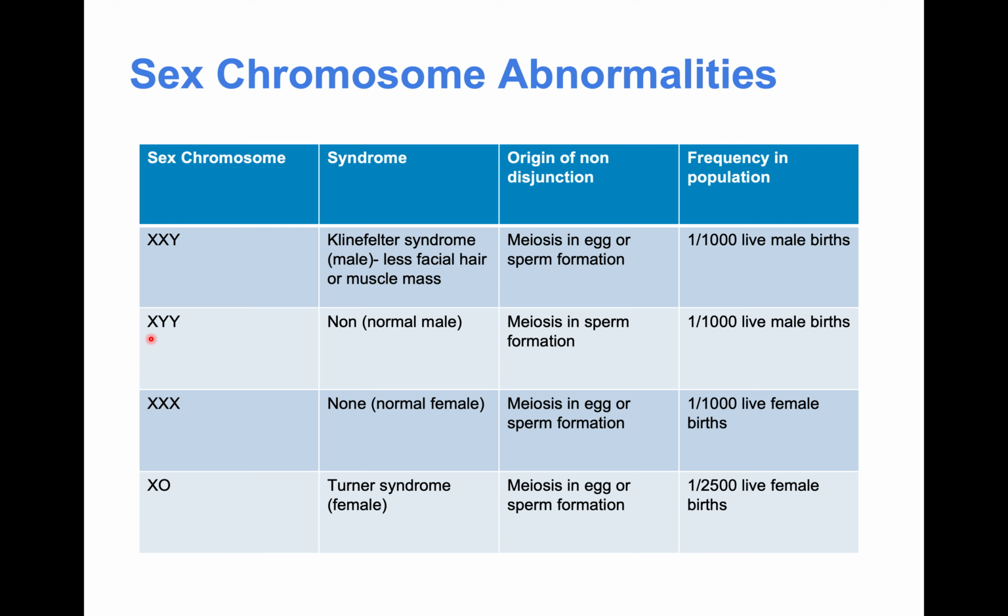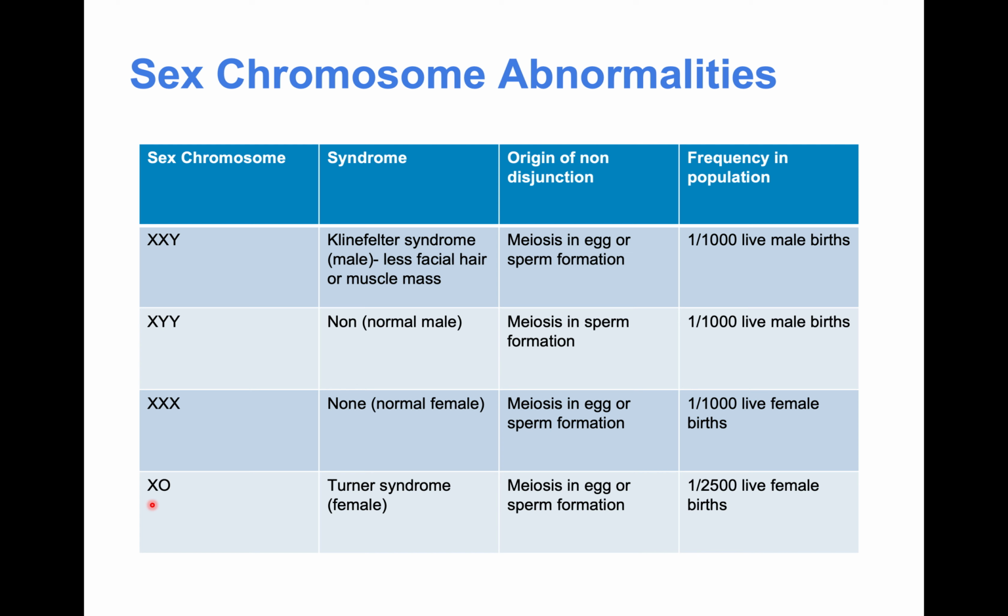A second situation is XYY. There is really no syndrome associated with it, and it is thought that it's an error in meiosis during sperm formation. So yes, errors also happen during sperm formation, and that's in 1 in 1,000 live male births. You can have situations where an individual who presents as a normal female has 3 X chromosomes. Instead of having 2 X, she has 3 X chromosomes, and the non-disjunction could happen in egg or sperm, and it happens in 1 in 1,000 live female births.